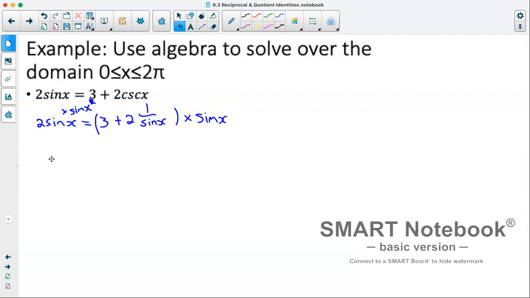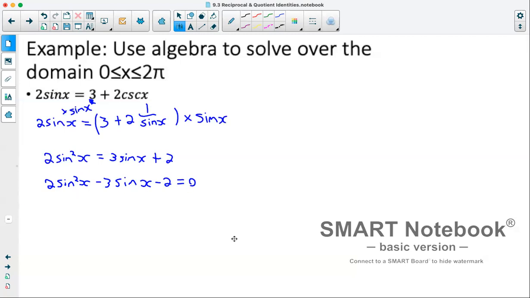So multiplying by sine x gives us 2 sine squared x equals 3 sine x. And then here, our sine x's cancel out, so we just get 2. So we can see we have a quadratic equation with our sine x. So we'll move this stuff to this side. So that gives us 2 sine squared x minus 3 sine x minus 2 equals 0.